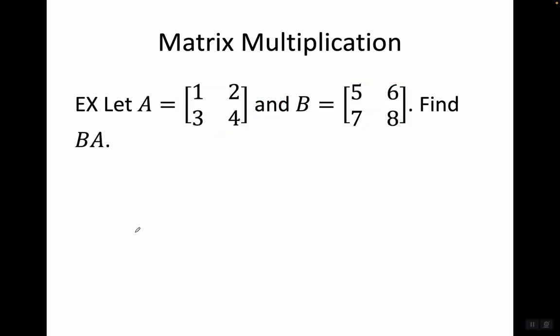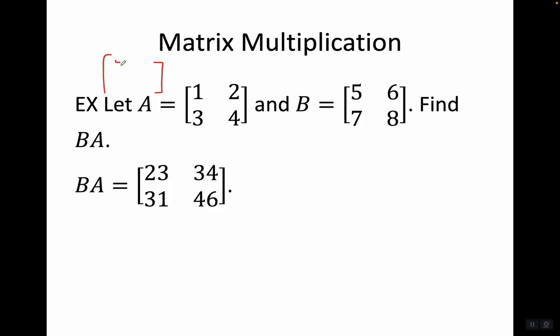How about A equals [1, 2; 3, 4], B equals [5, 6; 7, 8]. Find BA. BA, oh my goodness, it's kind of tough. So I'm going to write B over here. It's just easier to do this. So you write B. It's 5, 6, 7, 8. Okay, let's do this. So it's going to be this row times this column.